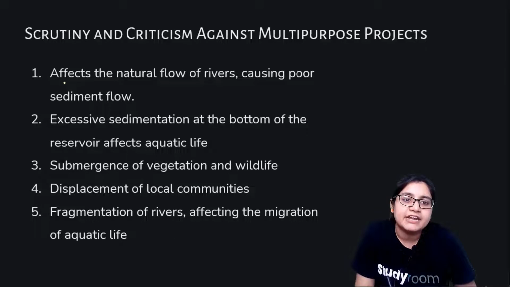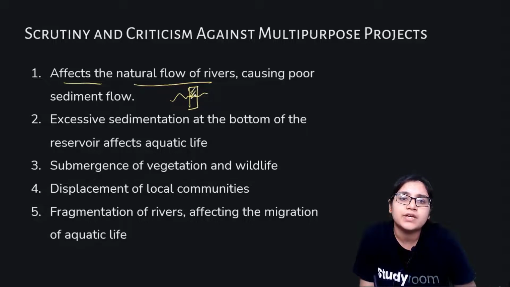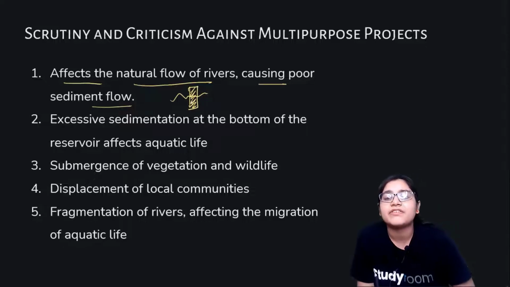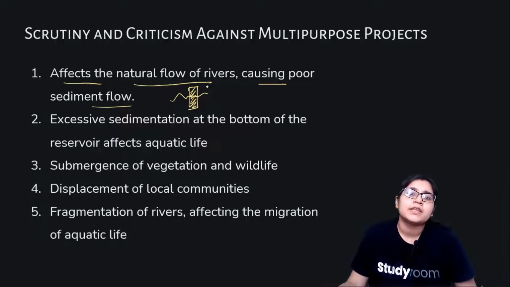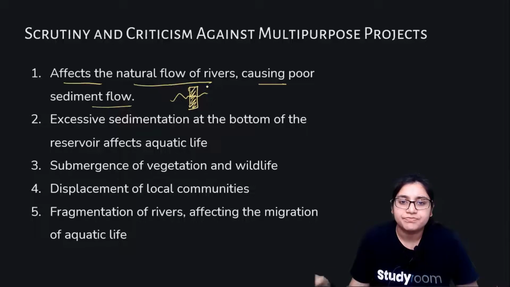First thing is, it affects the natural flow of the river. So the river was flowing this way, and you have constructed a dam in the middle of the river. What happens? It obstructs the flow of the river, causing poor sediment flow. Sometimes what used to happen is that rich sediments used to flow and settle around the banks, and that would create alluvial soil and more fertile soil along the bank of the river. But now poor sediments are flowing in the river just because of the construction of the dam.